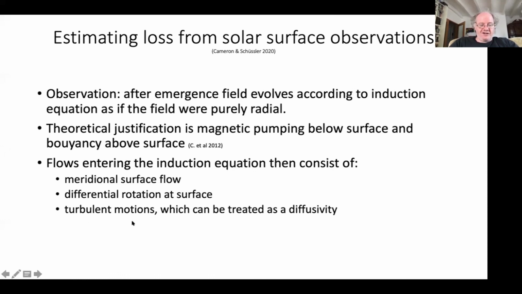The third velocity component is the convective motions, the granules, the supergranulation, which can effectively be treated as a diffusivity. You can put in these motions if you observe them or if you model them, but there are so many granules and their lifetime is so short compared with the timescales we're interested in that you can treat it as a random walk and therefore as a diffusivity.